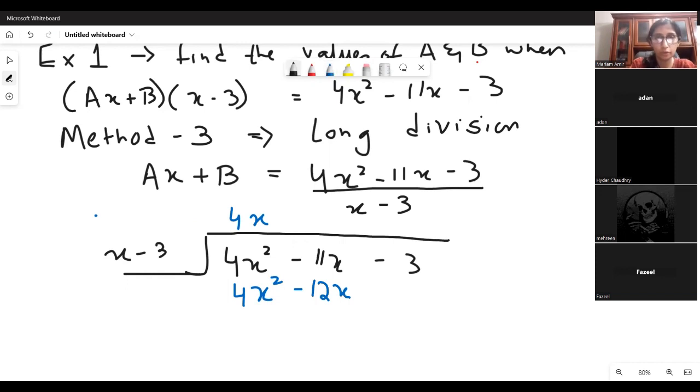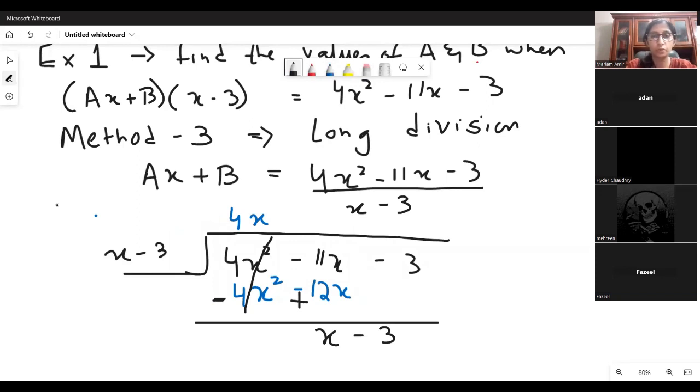And now you have to subtract these polynomials. So this would become minus and this would become plus. You have to change the signs. This gets cancelled out and here we get x minus 3.